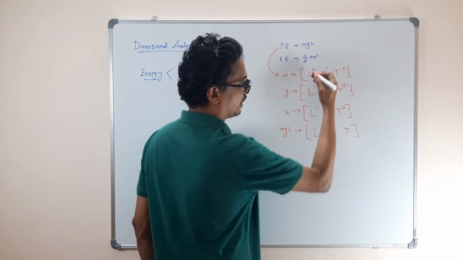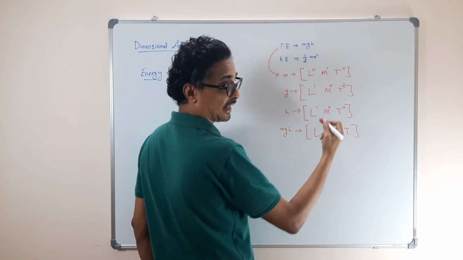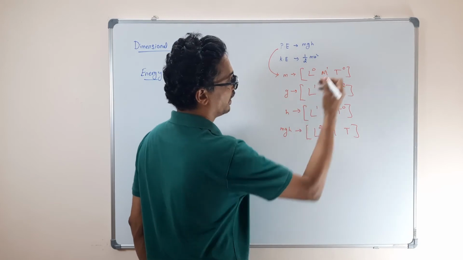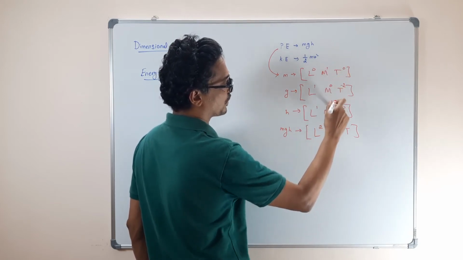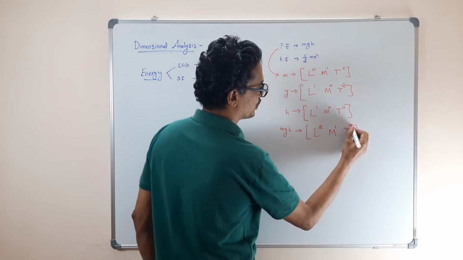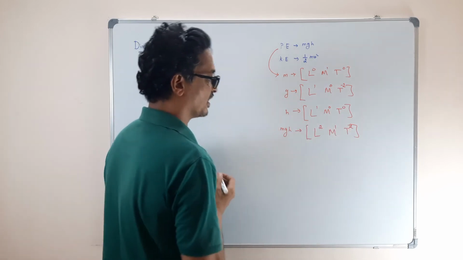LMT, we are multiplying the 3, so this will get added up, right? 0 plus 1 plus 1 is equal to 2. 1 plus 0 plus 0 is 1. Time will be what? Minus 2. So this is for the potential energy, correct?